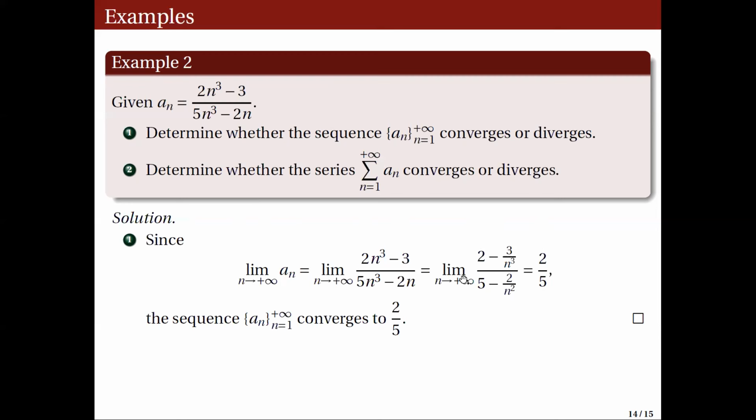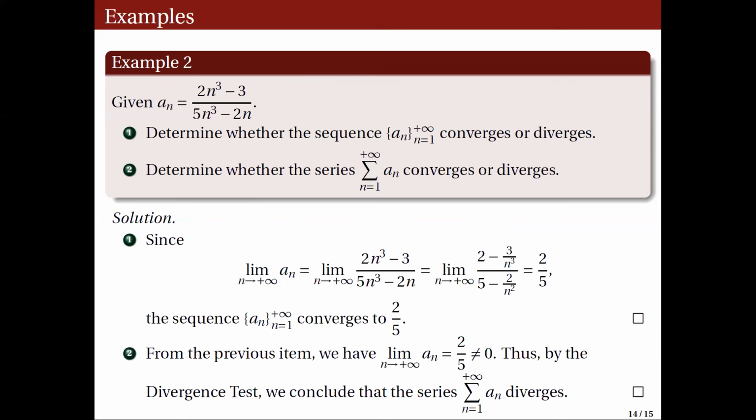Our next question is we need to determine whether the given series, the sum of a_n from 1 to infinity, converges or diverges. So from the previous item, we have the limit of a_n as n grows large is 2/5, which is non-zero. So therefore, by the divergence test, we conclude that the series a_n from n equals 1 to infinity diverges.